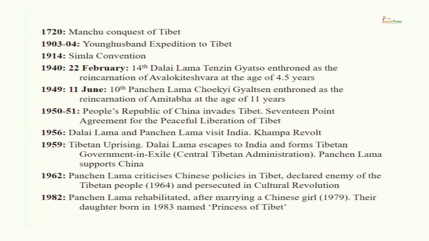And the Panchen Lama, when he noticed this disaster, wrote an essay criticizing the Chinese policies in Tibet in 1962. But the Chinese did not take it kindly. Although Zhou Enlai initially showed interest, Mao said that the Panchen Lama was a traitor. And in 1964, he was declared the traitor of the Tibetan people for criticizing the Chinese, and he was arrested.